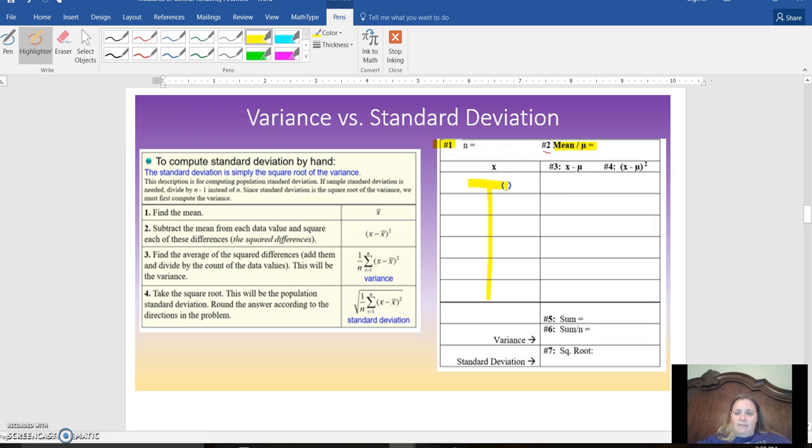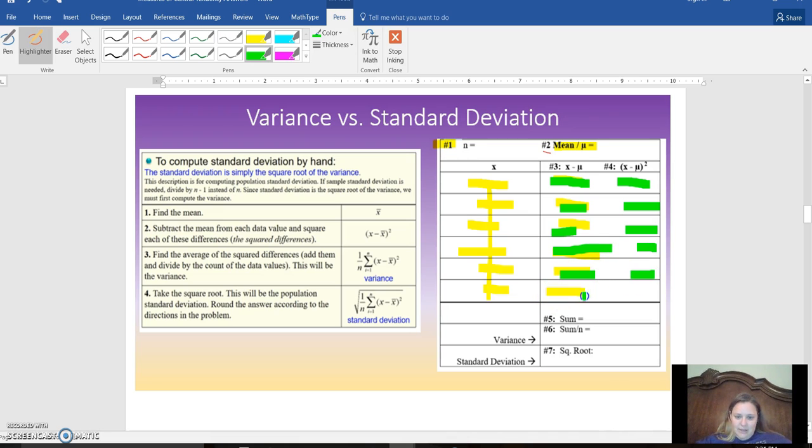I take each number and I subtract the mean, and I do that for all my numbers. Then I take this number and I square it. So be careful. If your number is -3 and you square it, that's really +9. I square each of them. If you're on our formula, that's what we do right there.